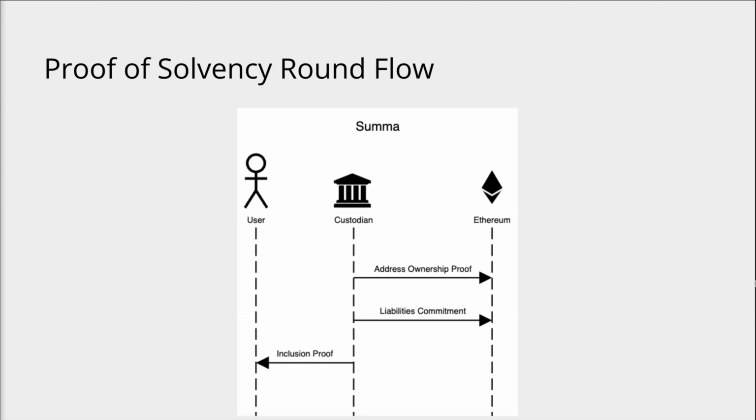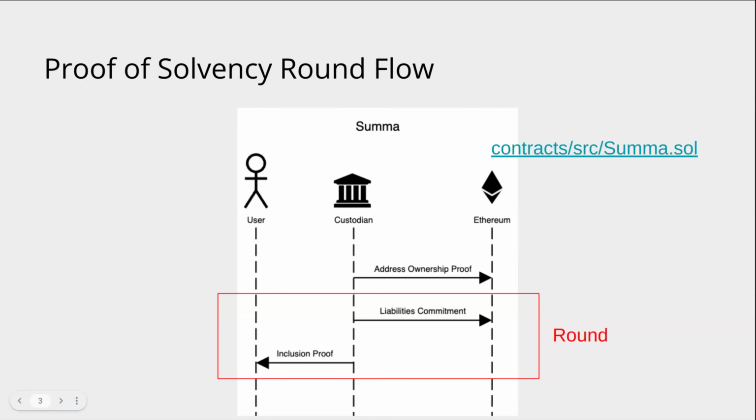Lastly, we have the proof of inclusion. This is a SNARK proof generated from the Merkle tree circuit. The custodian sends this inclusion proof to users individually. Of course, the proof is not publicly published.